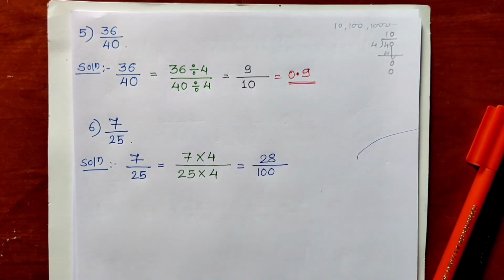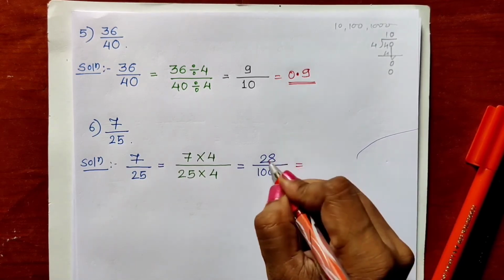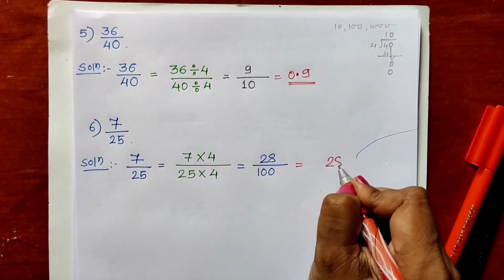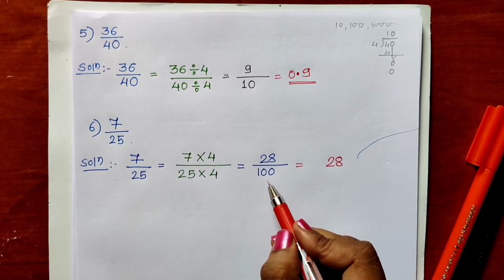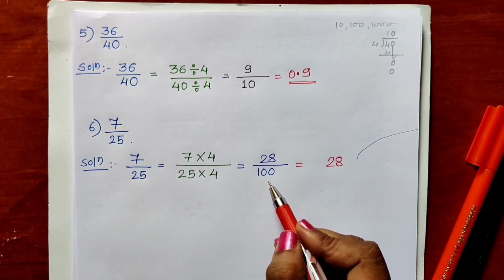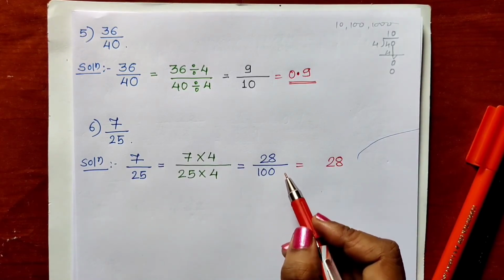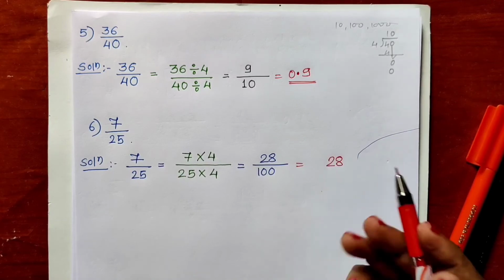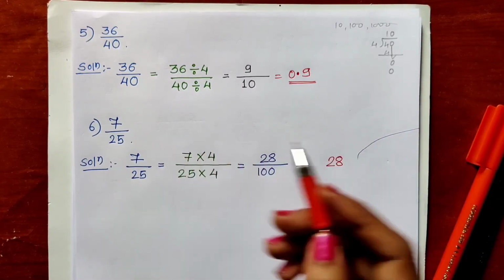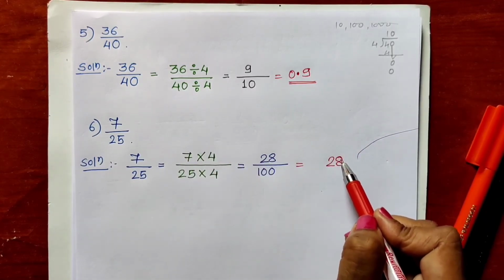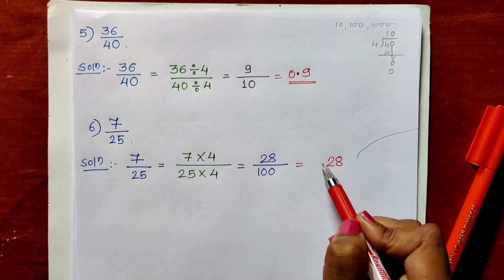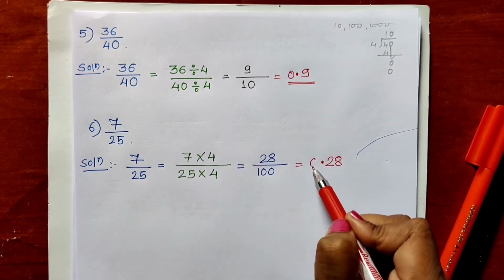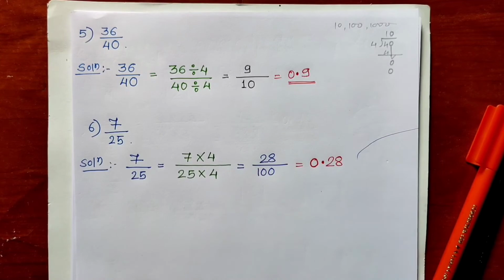Now write in the decimal fraction this 28 from the numerator as it is. In 100, 2 zeros are there, in the denominator 2 zeros are there, so the decimal point should be kept before two digits from right to left. So 8, 2 digits, then put the decimal point. Nothing is there, put 0.